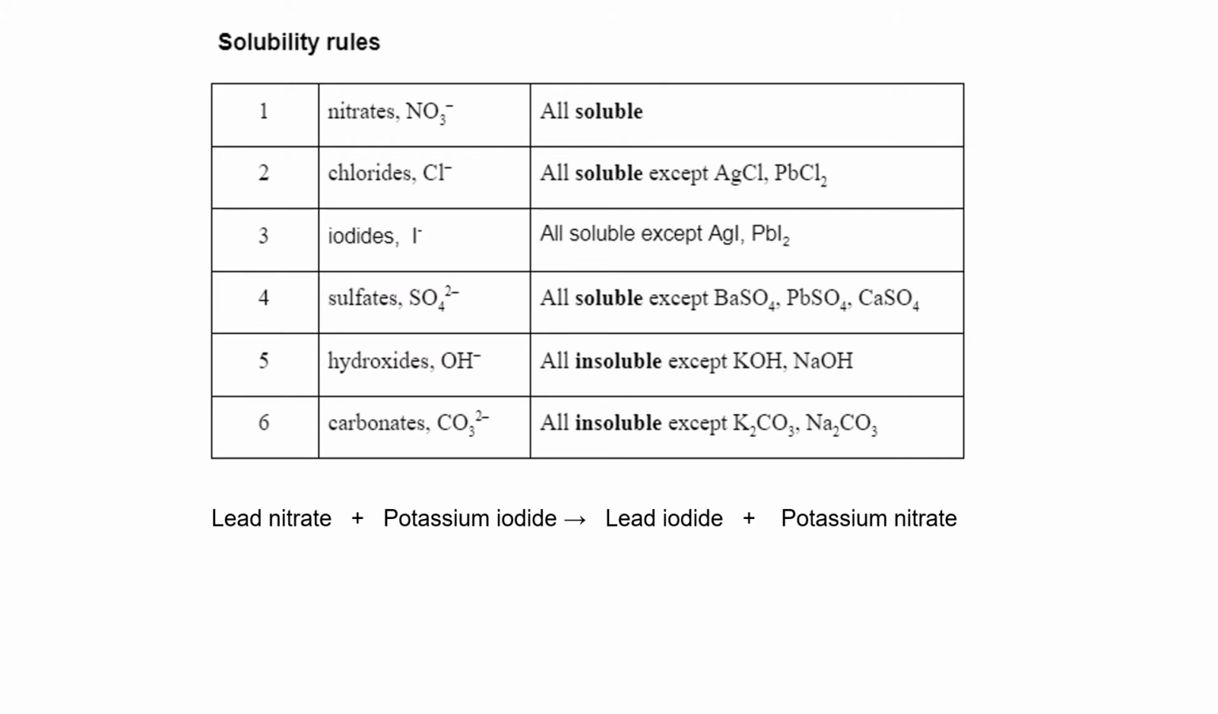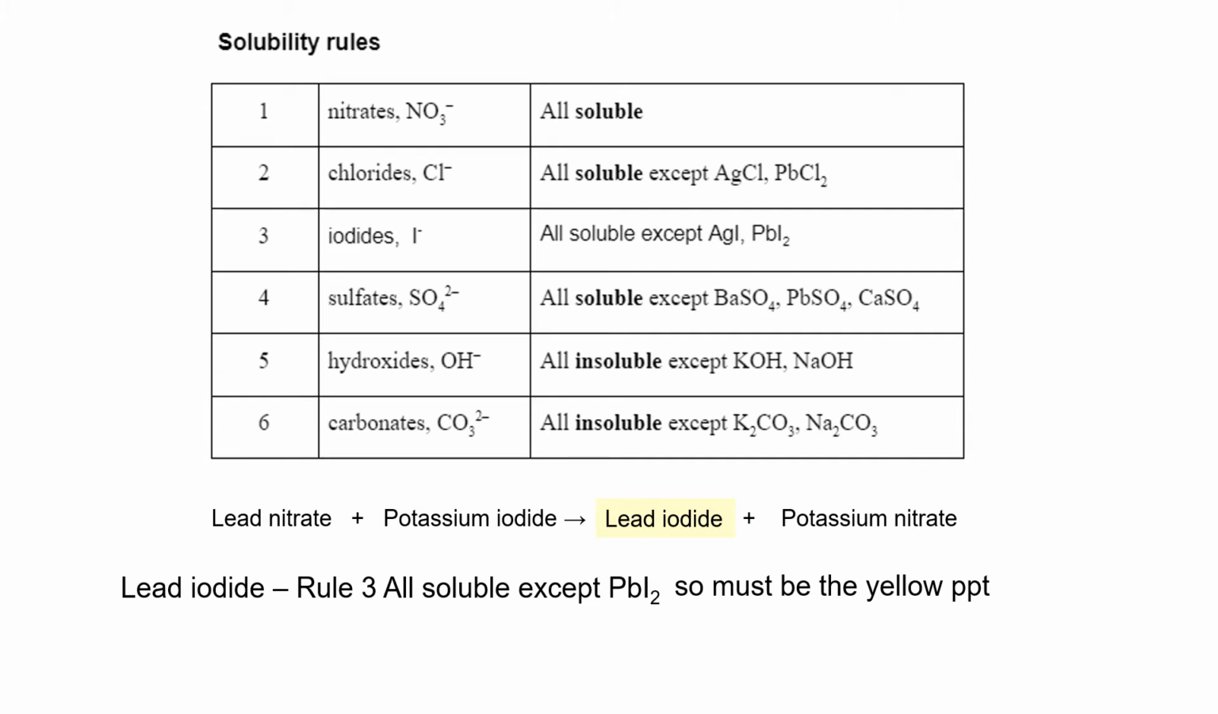Now we use our solubility table and our word equation to find out which one of our products was the insoluble, the bright yellow precipitate, and which one was soluble. That was the liquid. Okay, we use the negative part of the product, so lead iodide. So rule 3 says iodides are all soluble except lead iodide. This means that the lead iodide is insoluble and doesn't dissolve, so this must be the yellow precipitate.